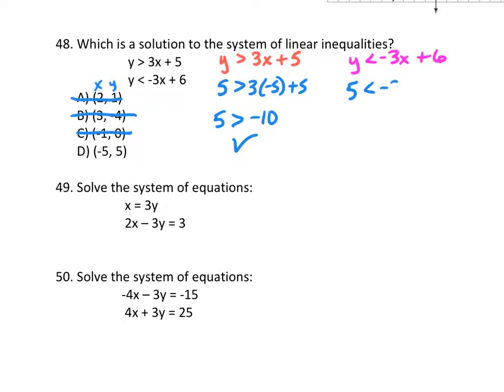5 is less than negative 3 times negative 5 plus 6. Negative 3 times negative 5 is positive 15 plus 6 is 21. And is 5 smaller than 21? Yes, it is. So the point negative 5, 5 does work for both the red and the purple inequalities. So D is my answer.